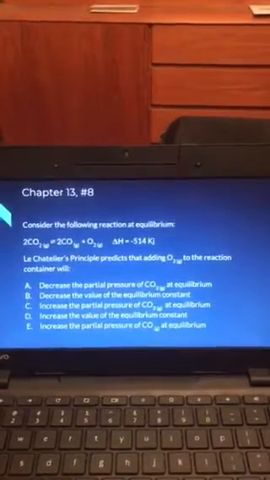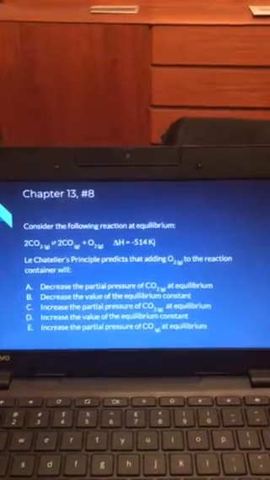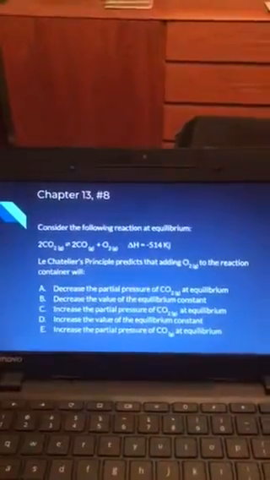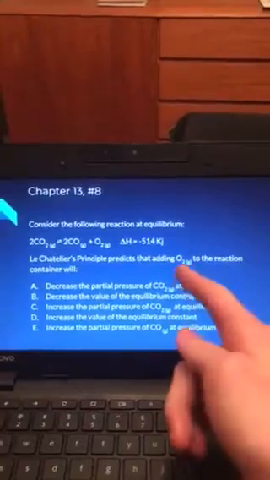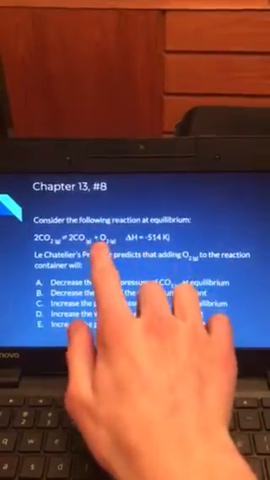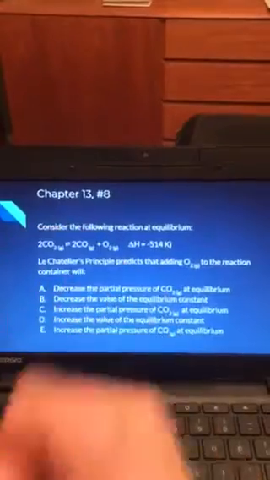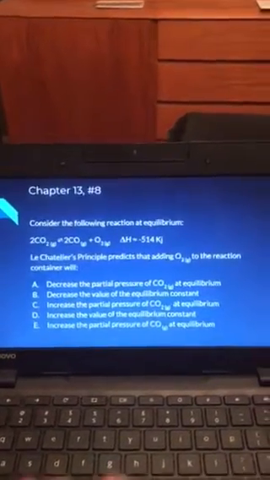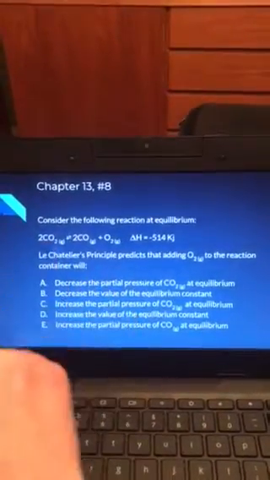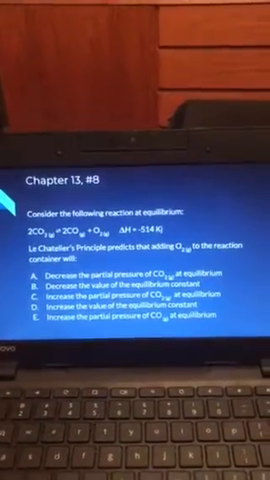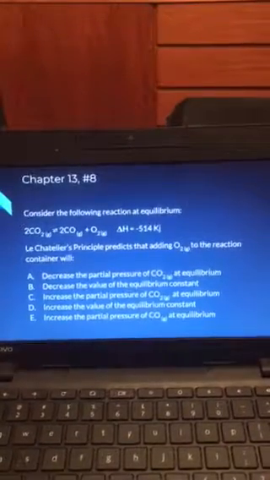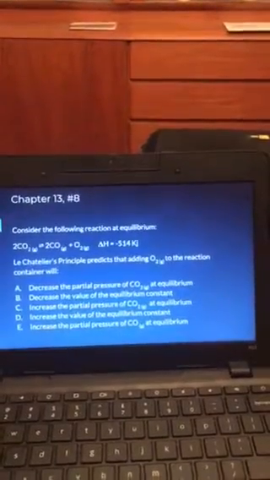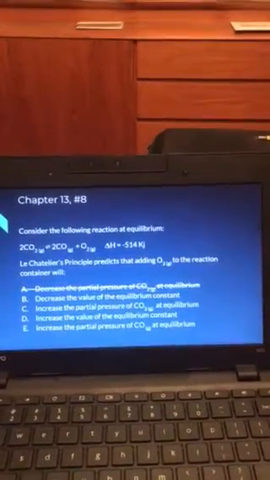Something important to notice when you see this problem is that there's more moles on the product side than on the reactant side. And now we're adding more O2, so we're even adding more moles to the product side. So this is definitely going to shift to the left, no doubt. So we're going to increase the moles of CO2, which means that we're going to increase the partial pressure of CO2. More gas, more pressure. Common sense. So A we know is wrong. It's the opposite of what it should be.